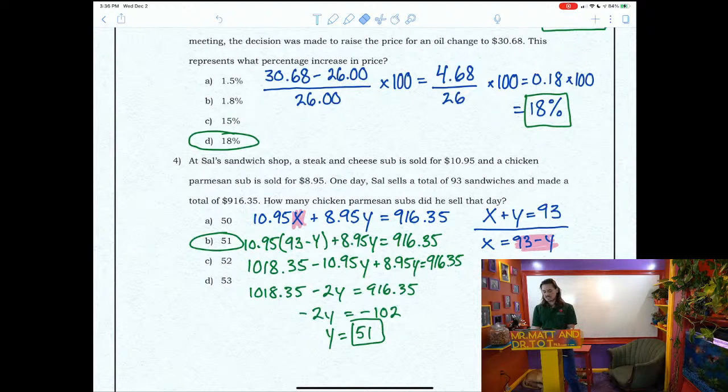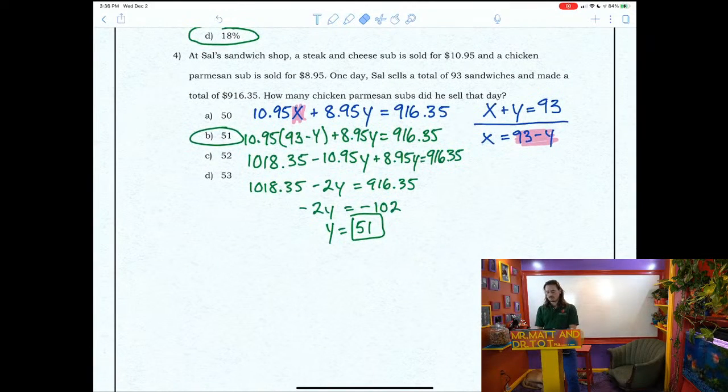So then I'm distributing that 10.95 inside the parentheses to both the 93 and the negative y. So that turns into 10.95 times 93 is 1018.35. So 1018.35 minus 10.95y plus 8.95y is equal to 916.35. Combining the y's on the left-hand side will leave me with negative 2y. And then subtracting that 1018.35 on both sides is going to end up with a negative 102 on the right-hand side. So I get negative 2y is equal to negative 102. And then dividing by negative 2, I get y is equal to 51.